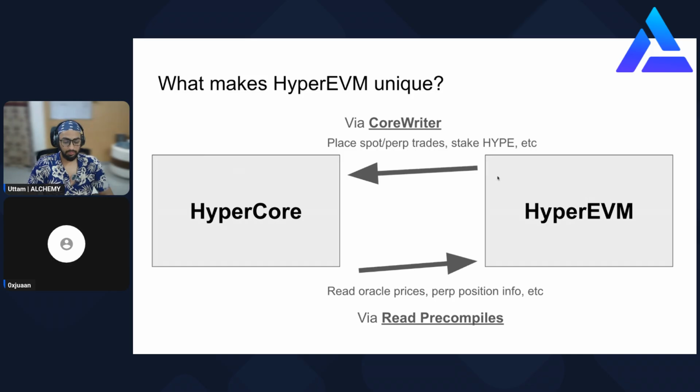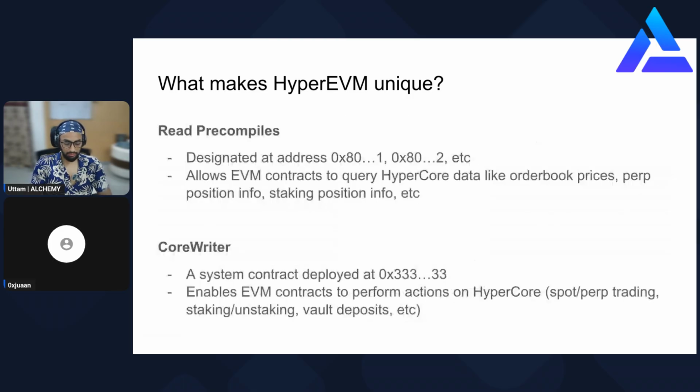interact with it. And the two main components that developers will be working with, one of them is called the CoreWriter, which allows your smart contracts to perform actions on HyperCore, and it's a system contract deployed on HyperEVM. And the other aspect, which is for reading data from HyperCore, are called the read precompiles. So there's many different read precompiles for each different piece of data that you might want to read.